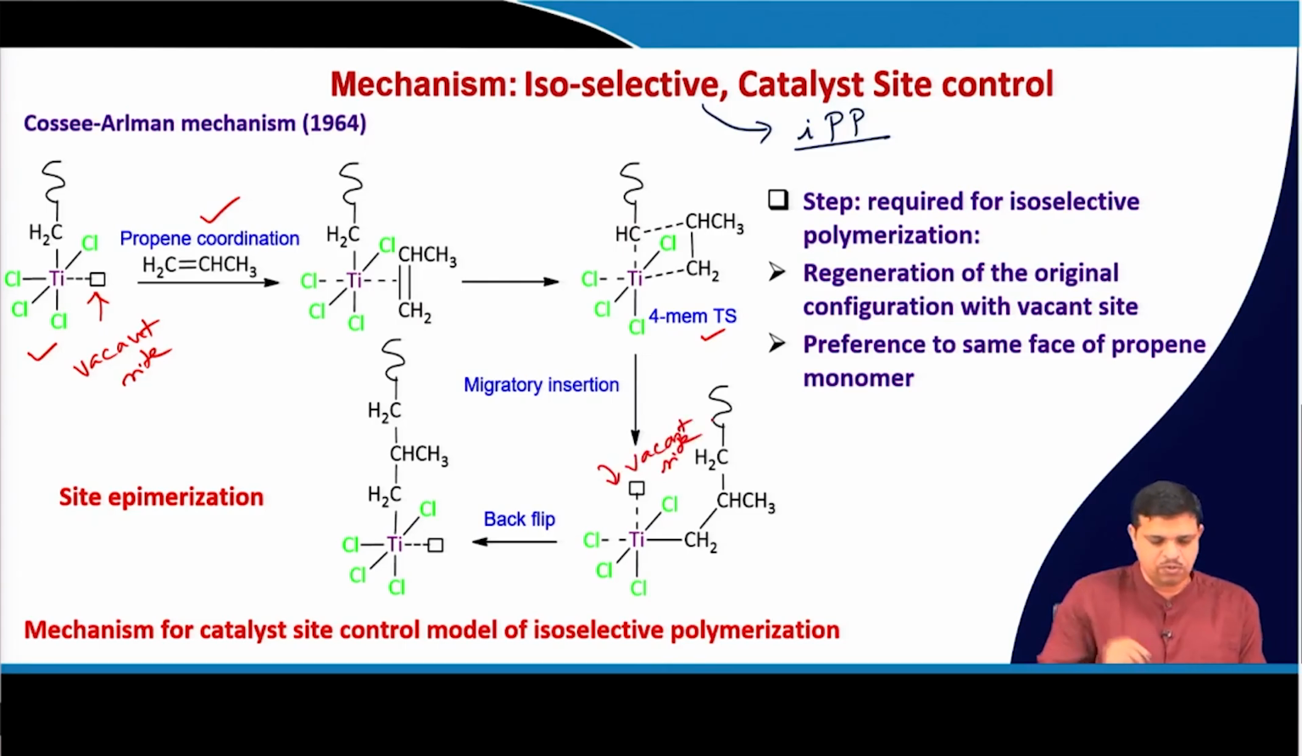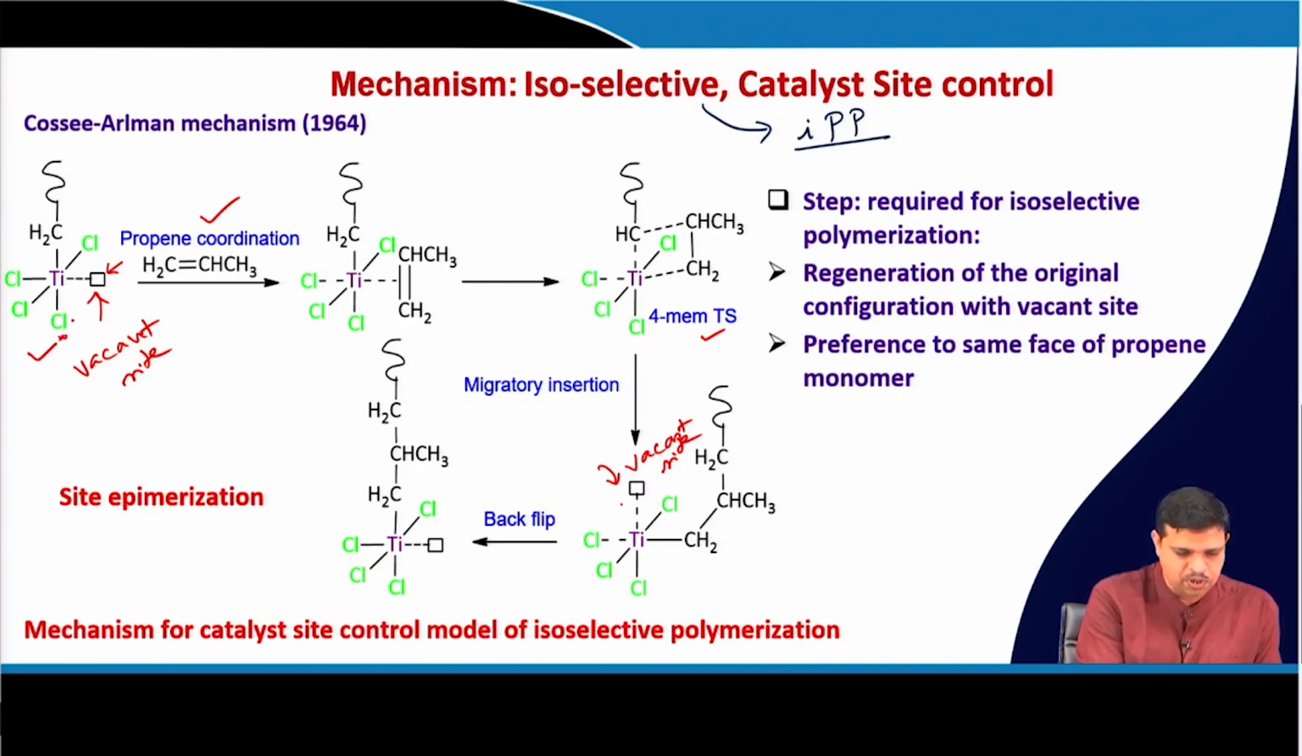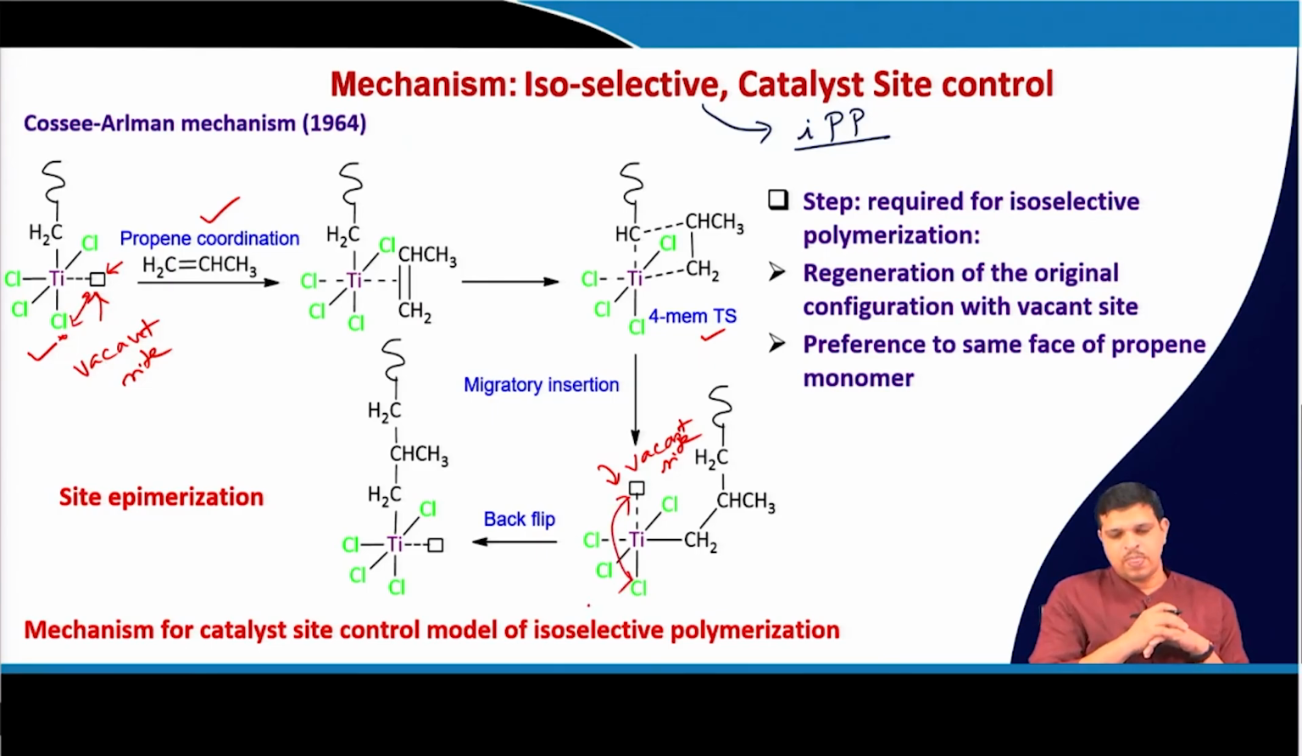Be very careful. My vacant site was here, but now the vacant site is here. You will see the position of the vacant site has now changed. Initially, if you check this chloride, the vacant site was cis to this one. Now the vacant site is trans to this one.